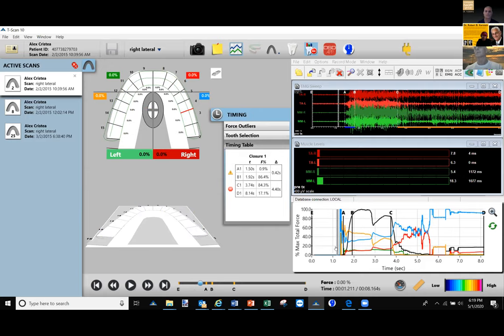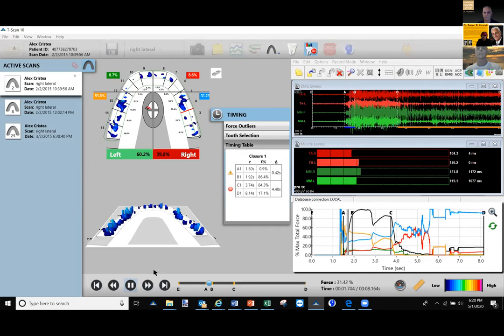So I'll just show you the beauty of the T-scan. I'm just going to play this. The T-scan EMG. The time cursor is the same. You see now the muscle activity filling in as the patient bites down.